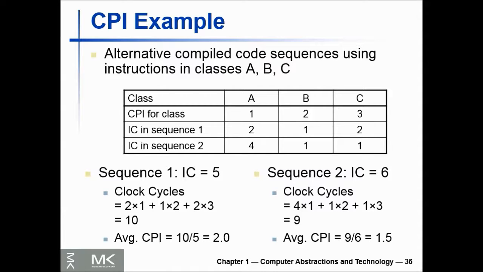Since code sequence 2 takes fewer overall clock cycles but has more instructions, it must have a lower CPI. The CPI value can be computed by CPI is equal to CPU clock cycles divided by instruction count. For sequence 1, average CPI is equal to 10 divided by 5 is equal to 2, and for sequence 2, average CPI is equal to 9 divided by 6 is equal to 1.5.